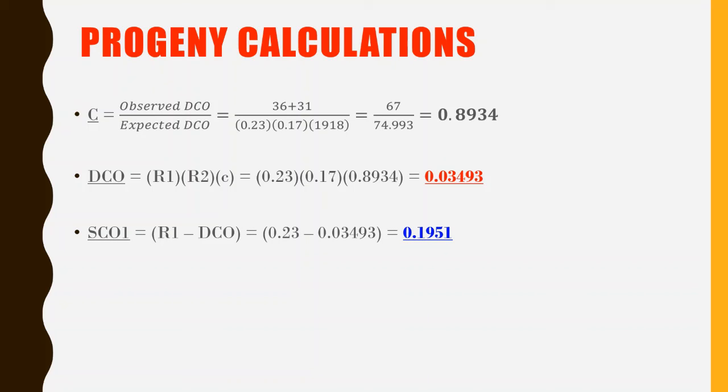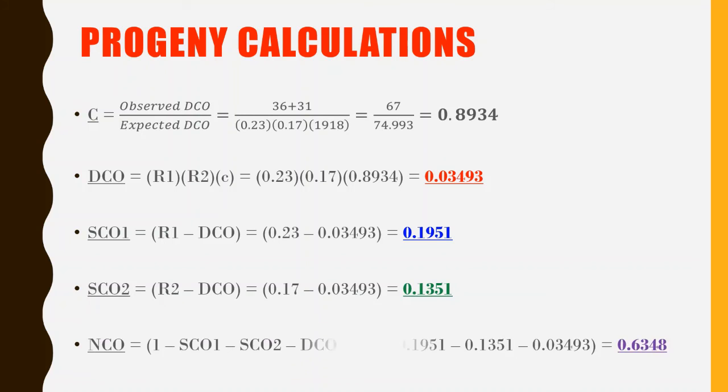In order to calculate the single crossover 1, we subtract R1 minus the double crossover to cancel out everything else except R1. This process is the same for the remaining 2 types.